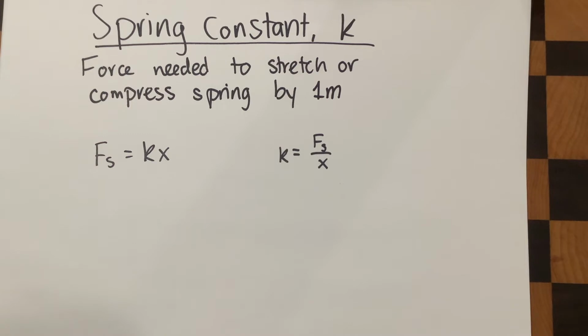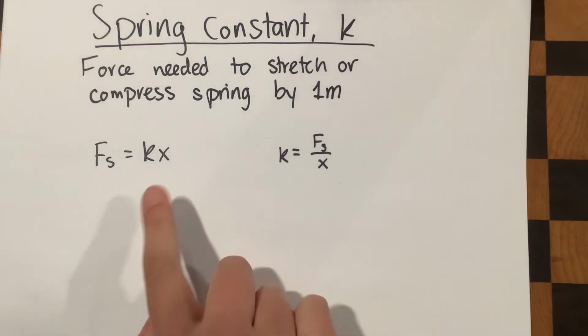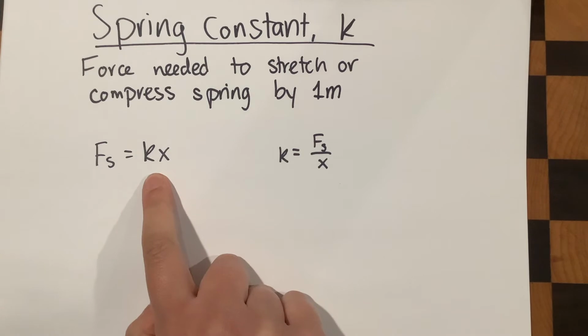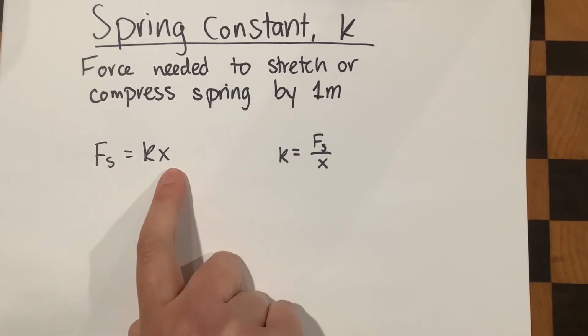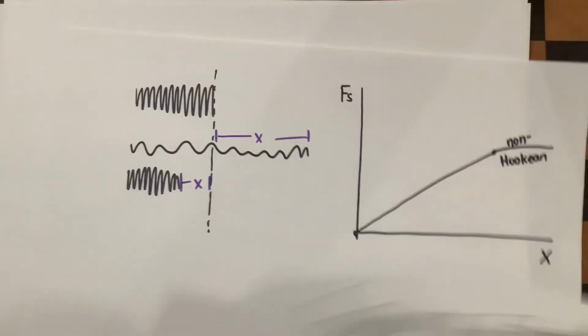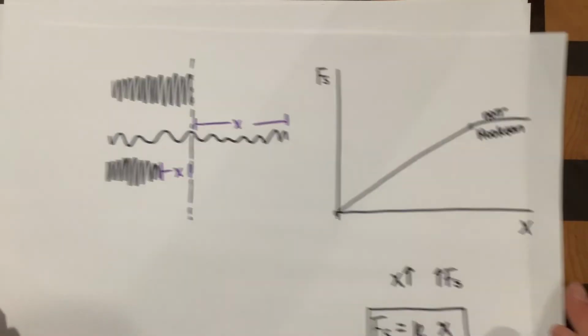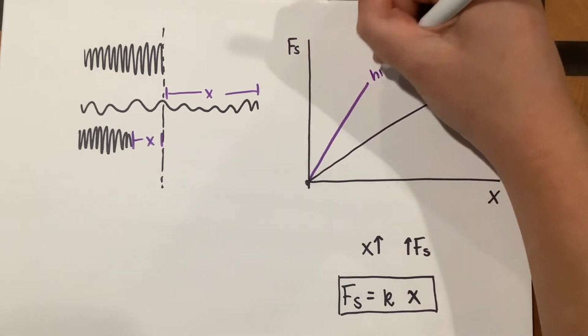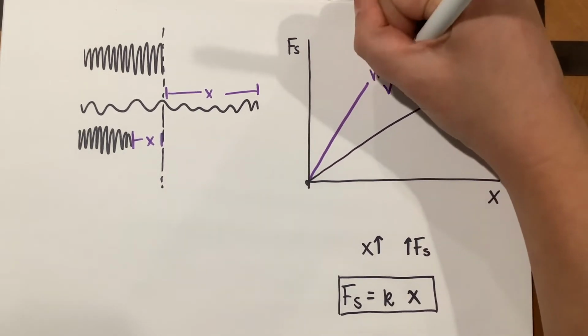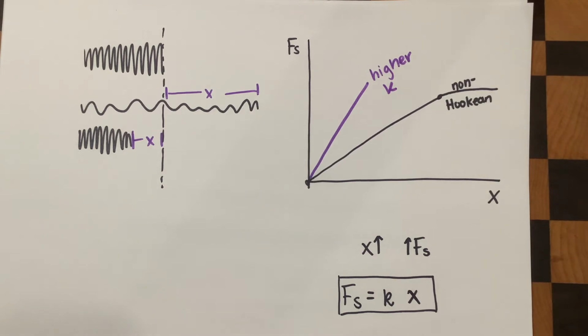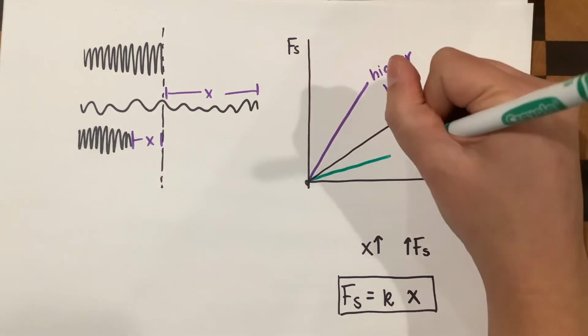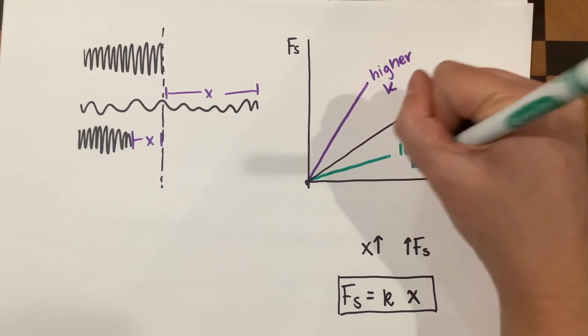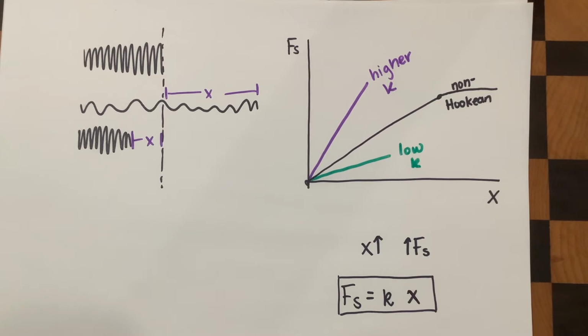On the graph from before, a spring that required a larger spring constant would require more force in order to stretch it. We'd see a higher slope indicating larger spring constant. This would be a stiffer spring, like the struts in your car. One with a lower slope would be a low spring constant, and that might be something like a slinky, something that it's really easy to stretch.